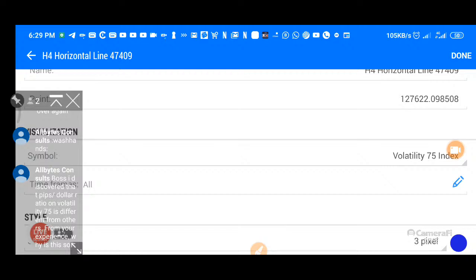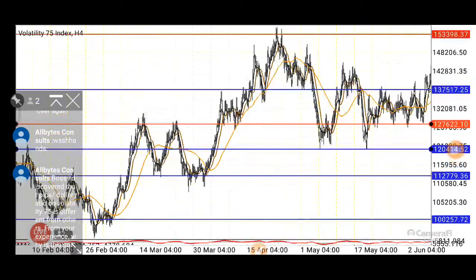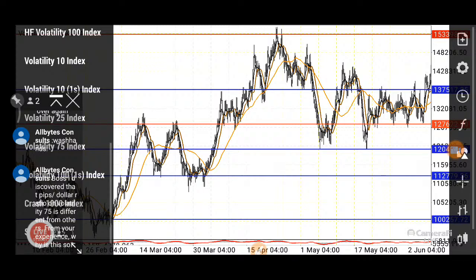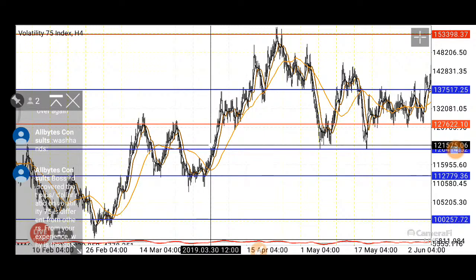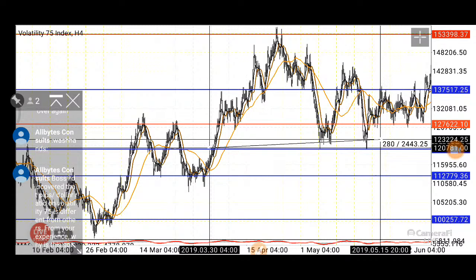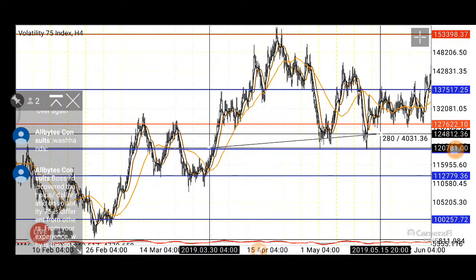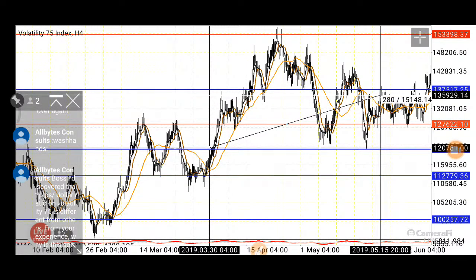So that's why. And it also has 2 decimal places. So one move on V75 can equal 10 pips, while that same move on Crash 500 can be only 1 pip. So you can see the pips. Very crazy. So 15,000. Very, very crazy.